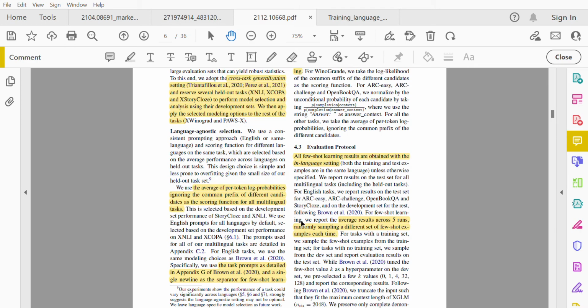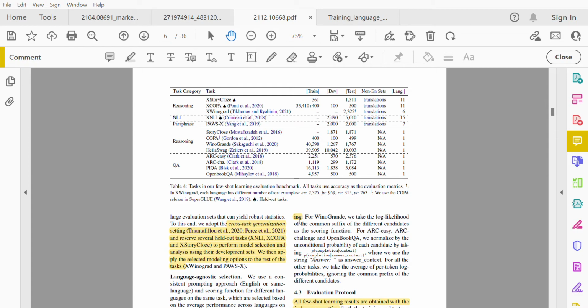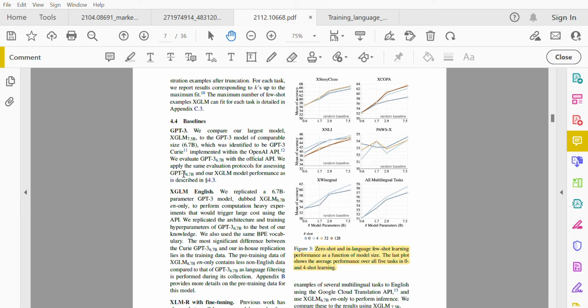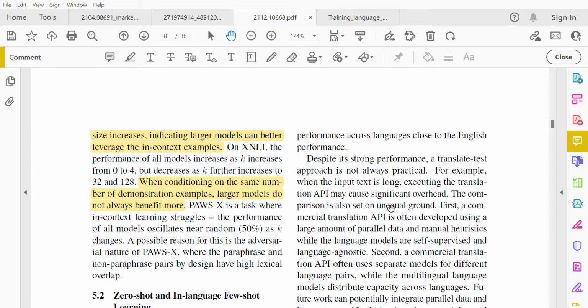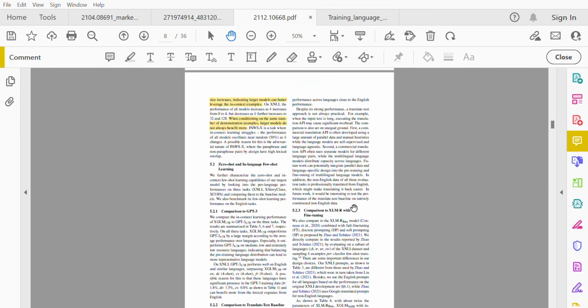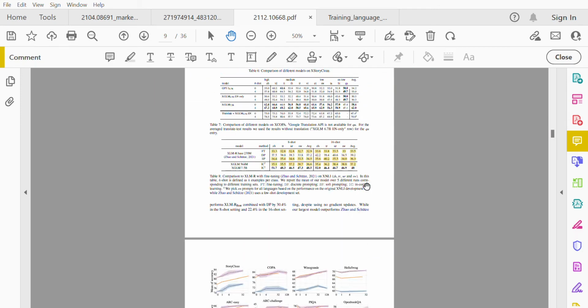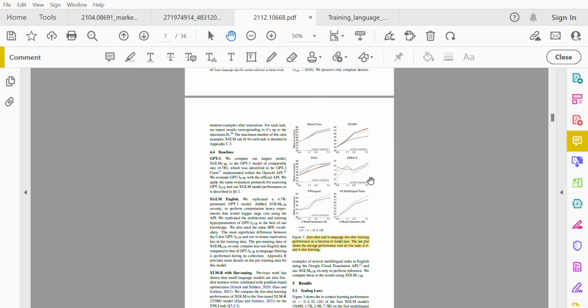So let me see if there's anything else here. Yeah, this is describing the data sets in more detail. Then we have the zero-shot and in-language few-shot learning performance as a function of model size here. So, oh, sorry. So let's just walk through that really quick. My apologies.